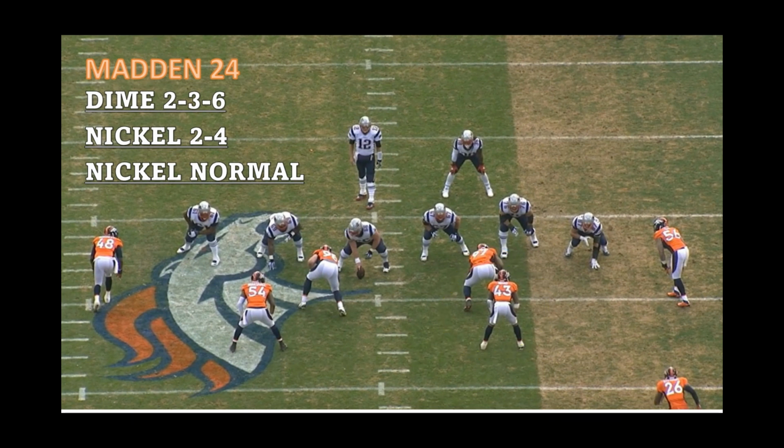But this is, again, a passing situation. This is not on first and second down. We never really ran this stuff unless we knew a team was going to be passing. But that's the over system, based out of the nickel dime package that you're going to see a lot in Madden. All right, let's go to the next one.